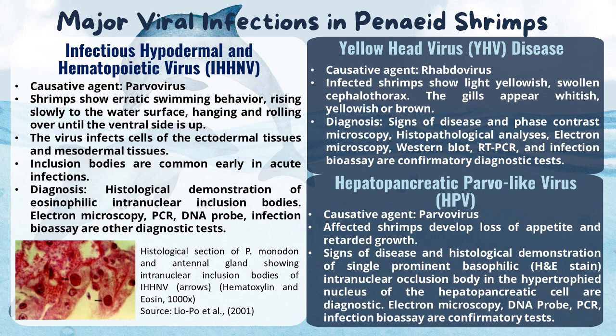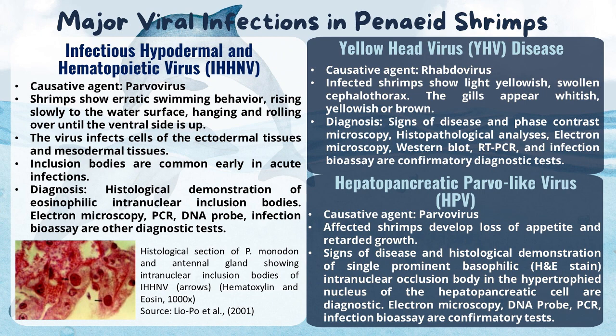The virus in water remains infective for up to 72 hours. Shrimp reservoirs include Plaemon, styliferus. For the diagnosis, signs of disease and phase contrast microscopy of fresh hemolymph stained with Wright or Giemsa stain are used.